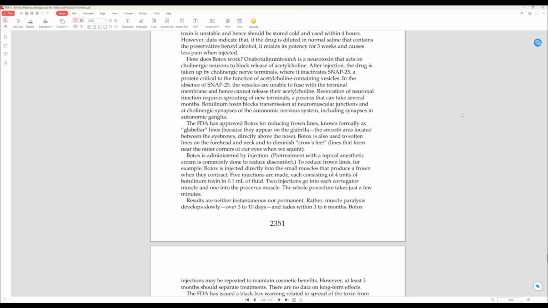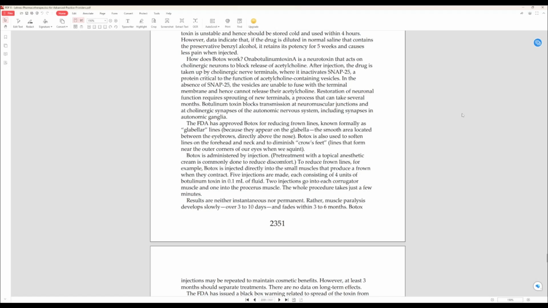After injection, the drug is taken up by the cholinergic nerve terminals, where it inactivates SNAP25, a protein critical to the function of acetylcholine-containing vesicles. In the absence of SNAP25, the vesicles are unable to fuse with the terminal membrane and therefore cannot release the acetylcholine. Restoration of neuronal function requires sprouting of new terminals, a process that can take several months. Botulinum toxin blocks transmission at neuromuscular junctions and at cholinergic synapses of the autonomic nervous system, including synapses in the autonomic ganglia.